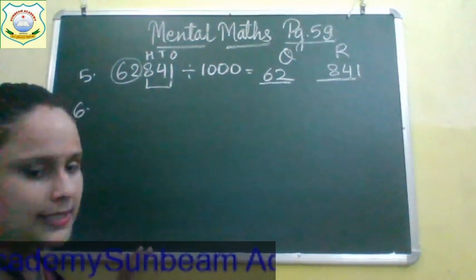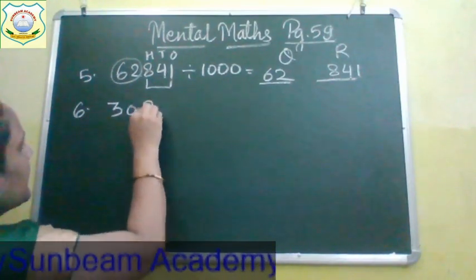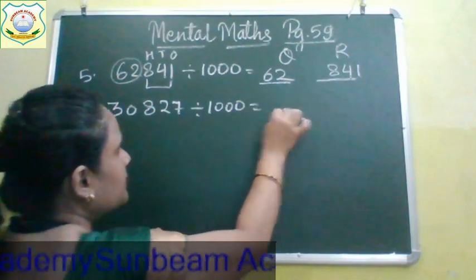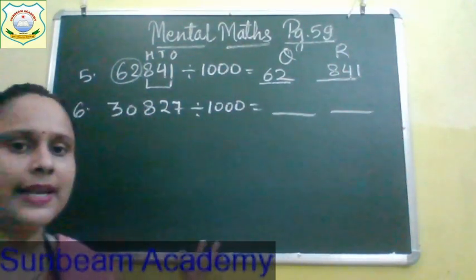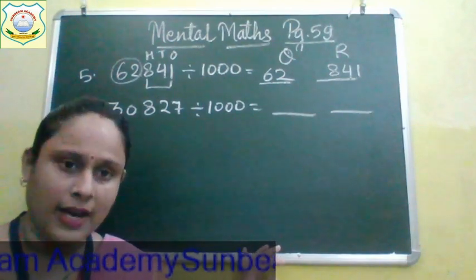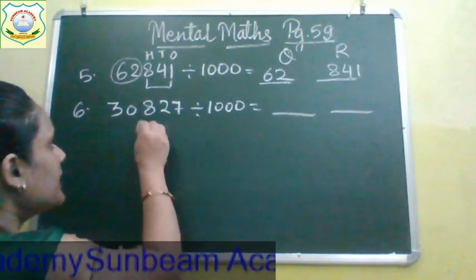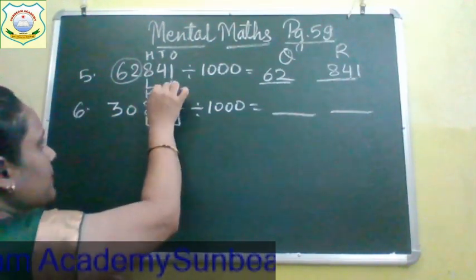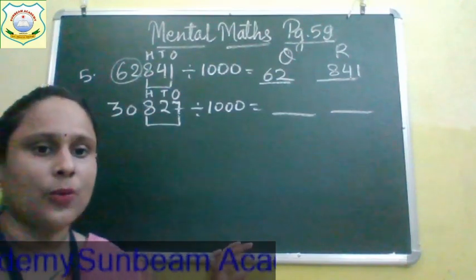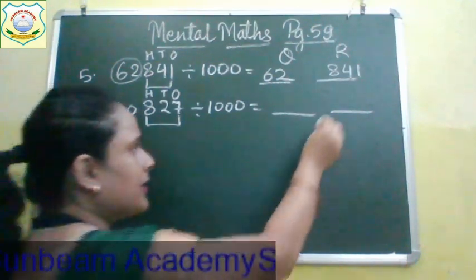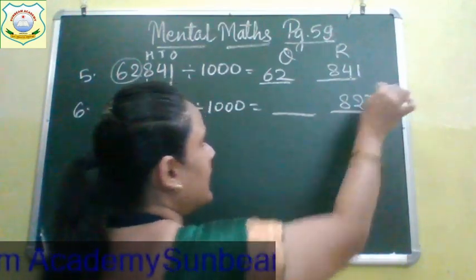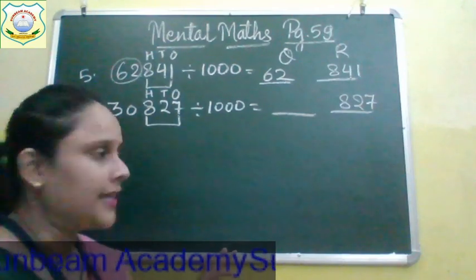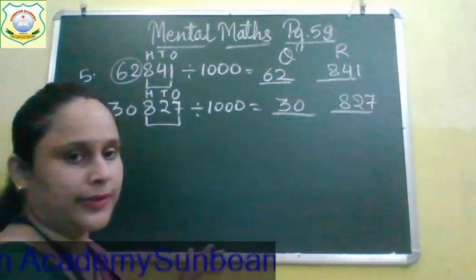Question number 6 is 30,827 divided by 1,000. Now children, in this question see, which is the number which is in the hundreds, tens and ones place? 827. It is in the hundreds, tens and ones place. So 827 will become the remainder. Yes, 827 will become the remainder. And how much is the remaining number? 30. So 30 will become your quotient.